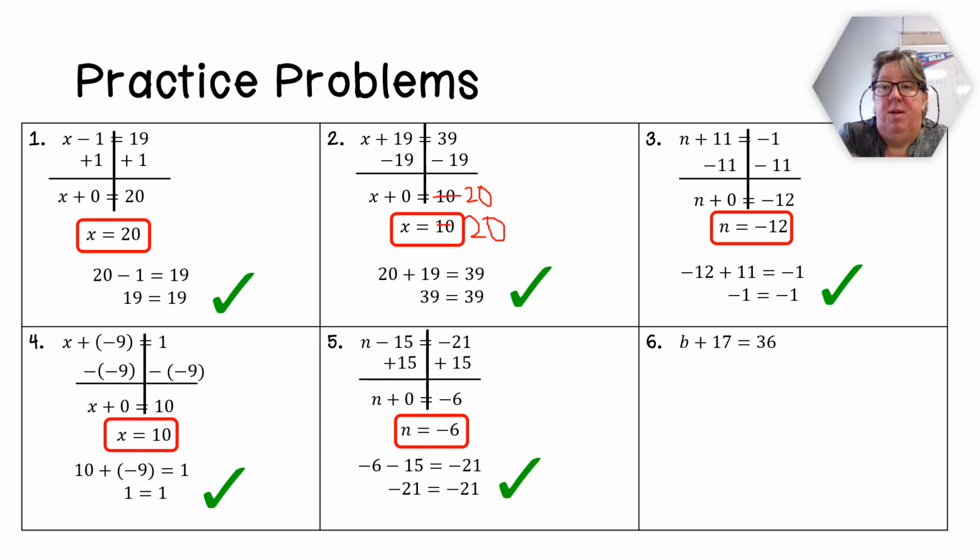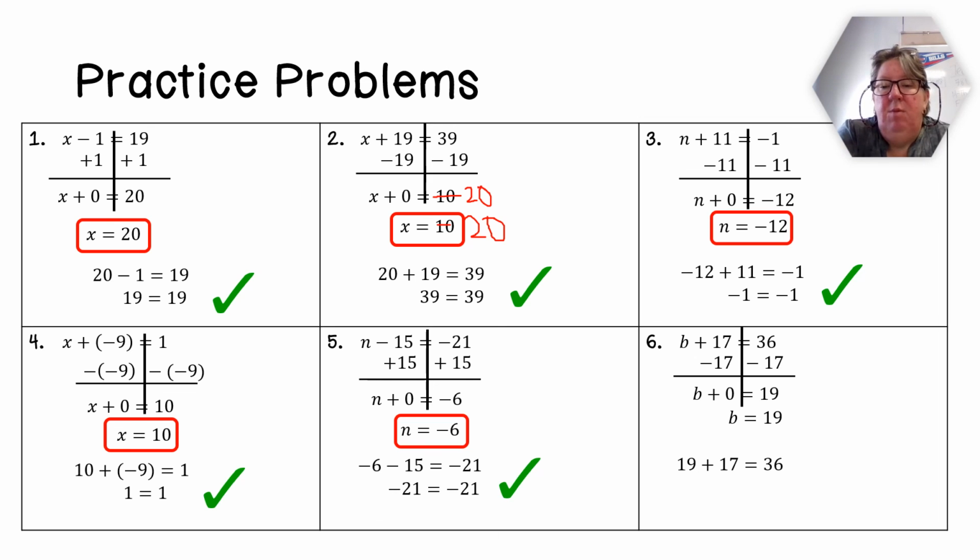Last problem. And notice I found a way not to have my big fat head in the way. Okay, so our last problem is b plus 17 equals 36. We want that 17 to turn into a 0, so our b can be alone. So we are going to subtract 17 from both sides, which gives us b plus 0 equals 19, or simply b equals 19. That's our possible solution.